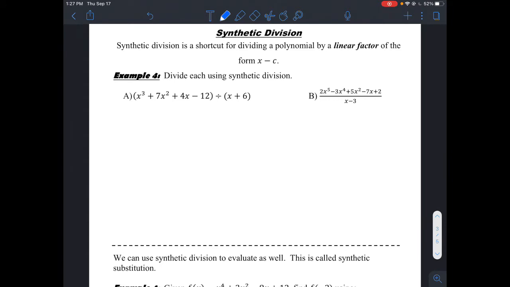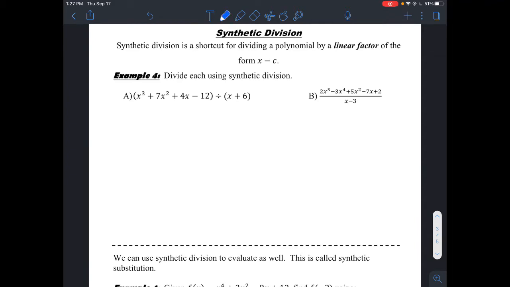Long division is lots of fun, obviously, but it's a little lengthy. So we can use something else called synthetic division if and only if we're dividing by a linear factor. Okay, x plus 6 is linear. x minus 3 is linear. If it's not linear, we cannot use synthetic division. So if it's not linear, you have to use long division. Let me repeat that. If we're not dividing by a line, we have to use long division. But since in A we are dividing by a line, we can use synthetic division.